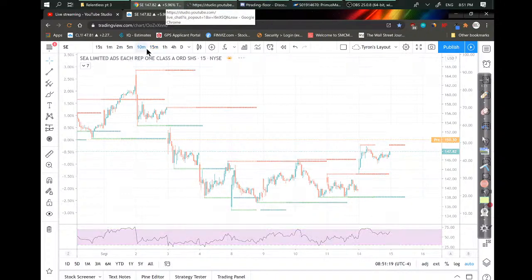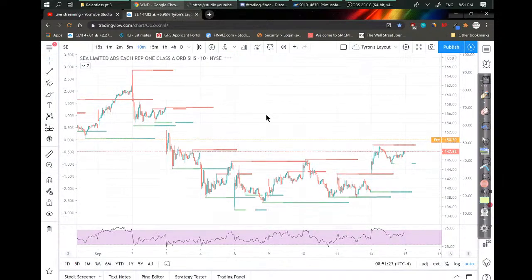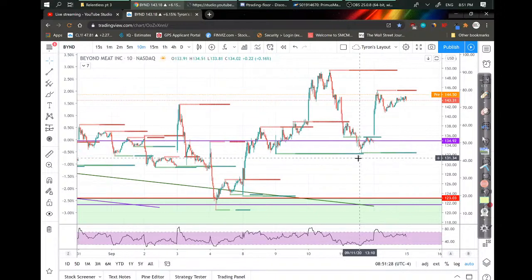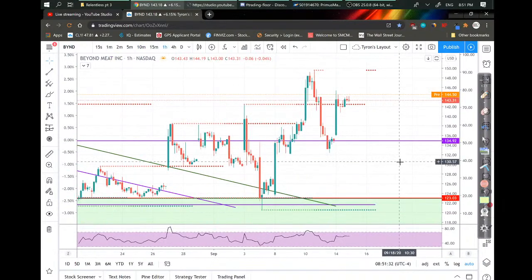At minimum, I said you need to look at a 10-minute time frame, right? It's a minimum that you should look at a 10-minute time frame. But at a maximum, you can go up to an hour, right?